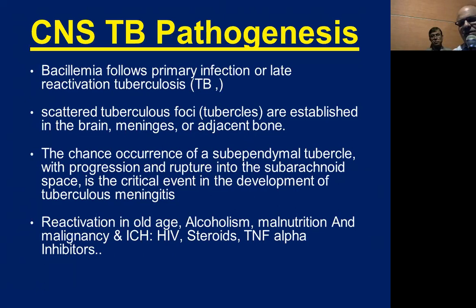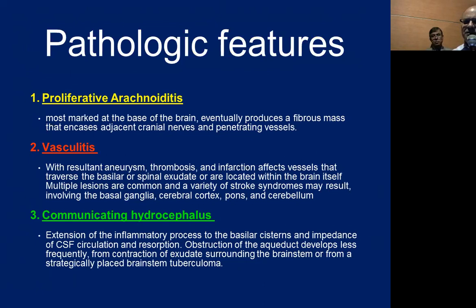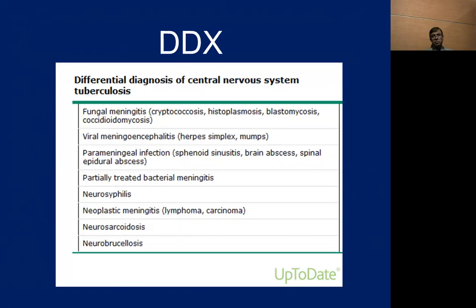I won't go into the pathology, as Dr. Farsakh, I'm sure, will discuss that. A differential diagnosis of a CNS tuberculoma would include fungal meningitis, which can cause focal masses, and we're talking about cryptococcus, as well as histoplasma, blastomycosis, and coccidioidomycosis, which are endemic fungi seen in certain parts of the world. Viral meningoencephalitis, herpes and mumps, parameningeal infections, partially treated bacterial meningitis, neurosyphilis, a forgotten disease, another forgotten disease. Neoplastic meningitis, lymphoma or carcinoma, neurosarcoidosis, and neurobrucellosis.